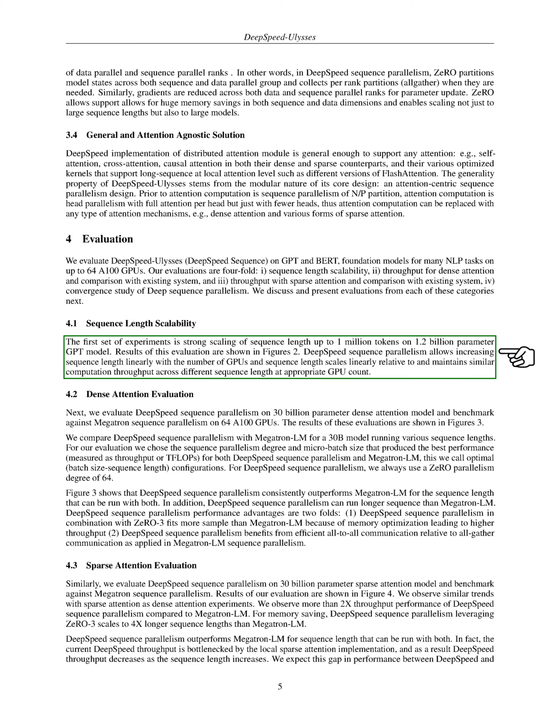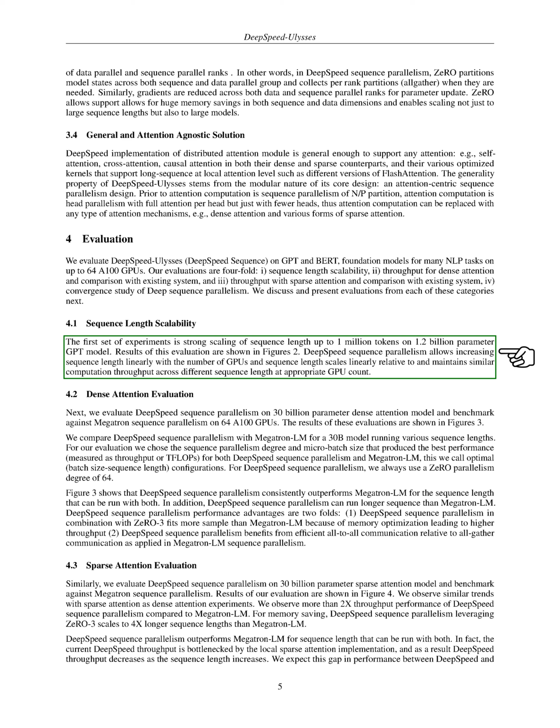In our first set of experiments, we tested the strong scaling of sequence length up to 1 million tokens on a GPT model with 1.2 billion parameters. The results showed that DeepSpeed sequence parallelism allows the sequence length to increase linearly with the number of GPUs. It also maintains a similar computation throughput across different sequence lengths at the appropriate GPU count.